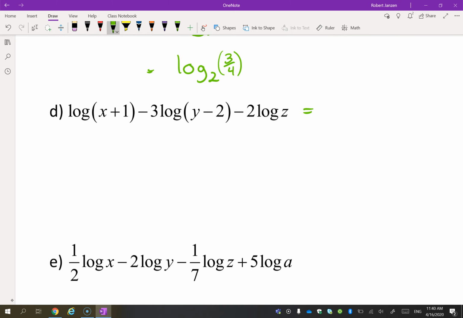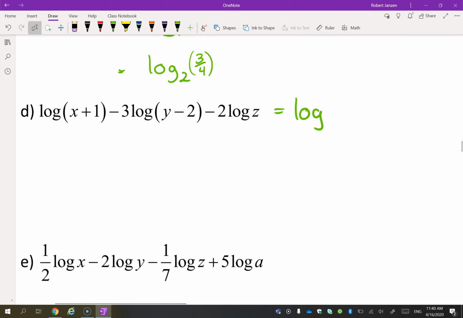Okay, let's change this to a log. So I see some that are added. So I have log, and then these two are subtracted. Now, careful with this. I can't separate this. This is not x times 1. This is just log of x plus 1, so I can't change that.